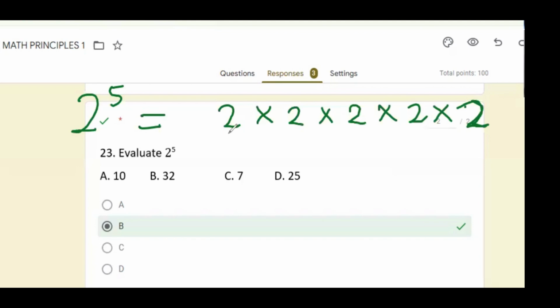Then you will now simplify and say 2 times 2, 4. 4 times 2, 8. 8 times 2, 16. And 16 times 2, 32. And that is B.